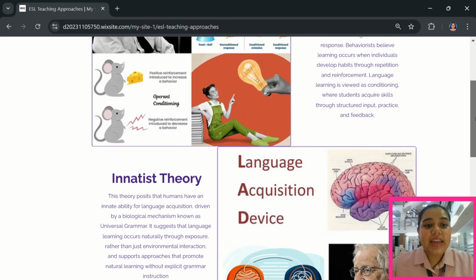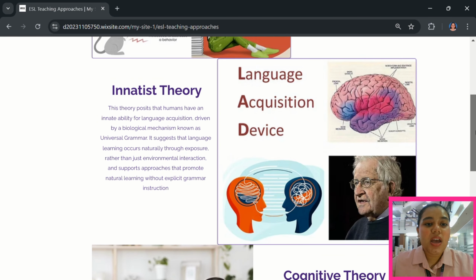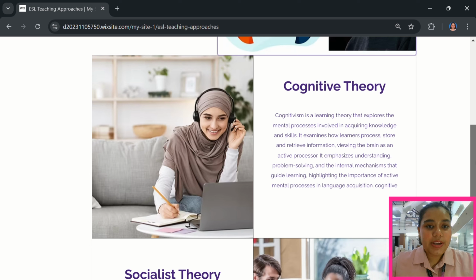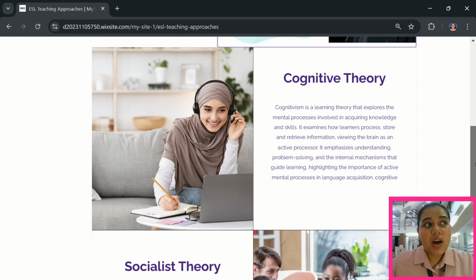The next one will be innatist theory, which is presented by Noam Chomsky, where he suggested that we are born with a natural ability to learn language using the language acquisition device, LAD, where it exposes students to real language context. Next will be cognitivist theory, which focuses on how the brain processes and connects new information. ESL strategies here encourage problem solving and deep engagement with the language.